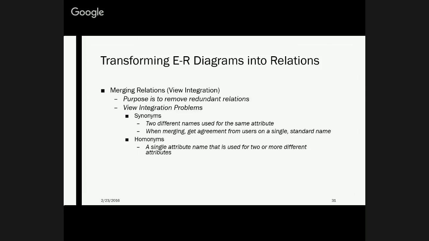Homonyms. So that's even worse, when you have one name that's used for things that are completely different. So you've got to create a new name. Maybe pay rate is used for hourly rate and salary rate. They're not the same thing, but the same name is being used for both.